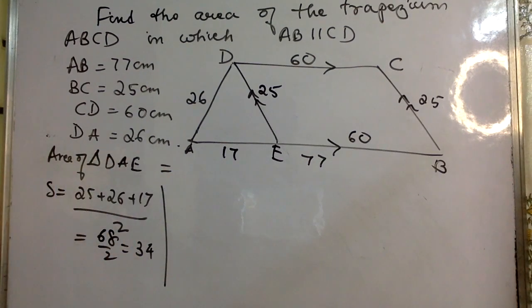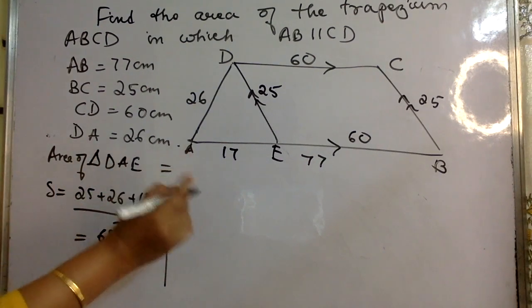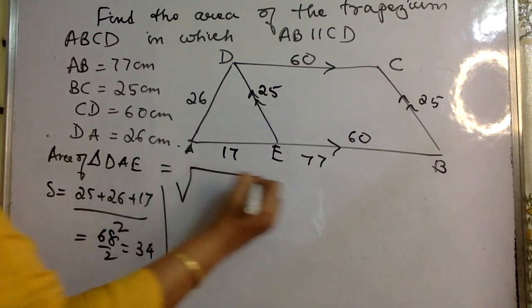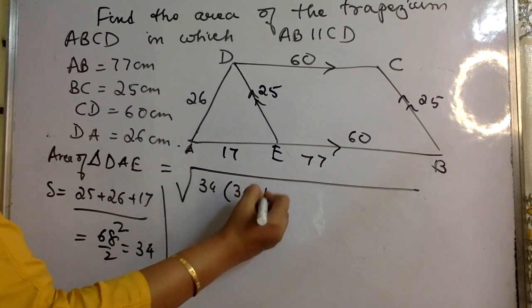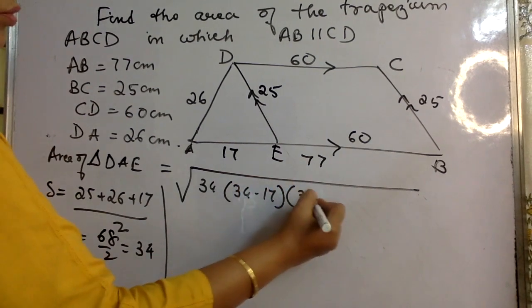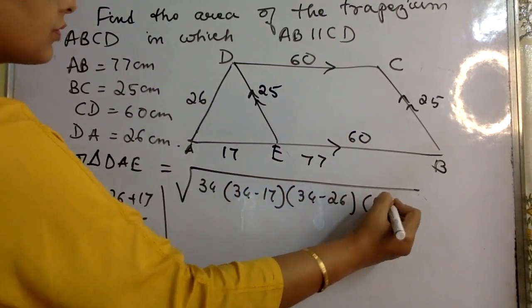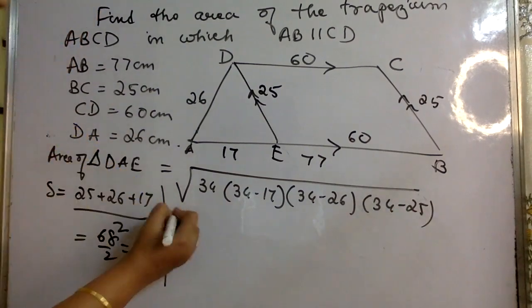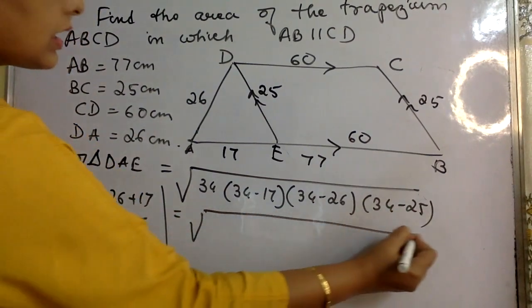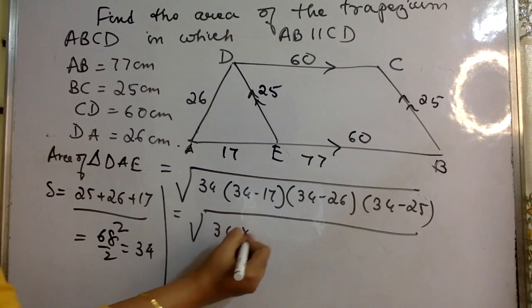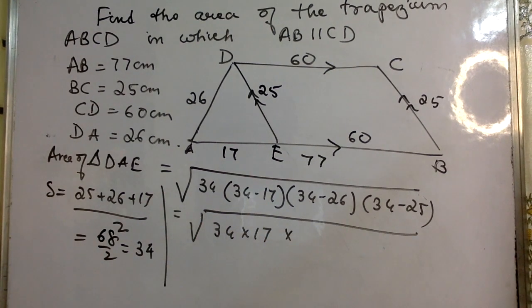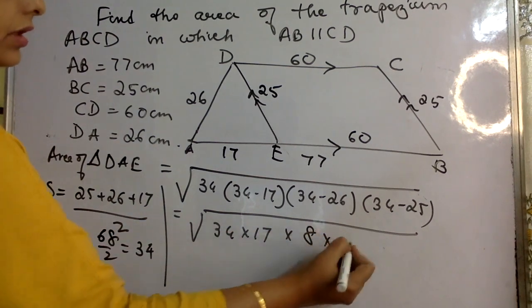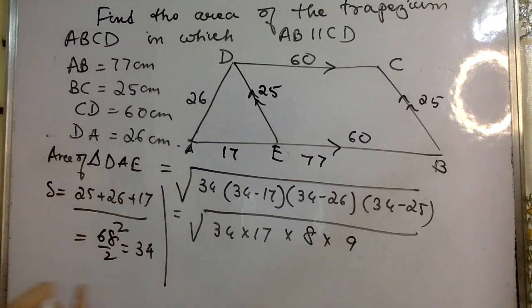Now I am going to apply Heron's formula. So this is a long sum. So here square root, then 34. The writing part is important: 34 minus 17, 34 minus 26, 34 minus 25. Okay, so here I have 34 and then one more 17 here. Then here how much is it? That's an 8. And then I have a 9. 34 minus 25 is 9.